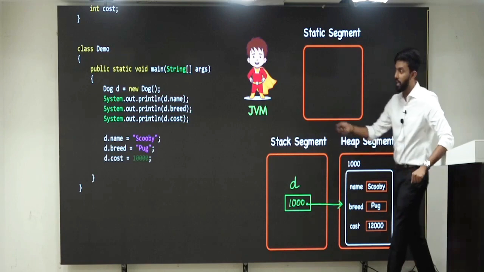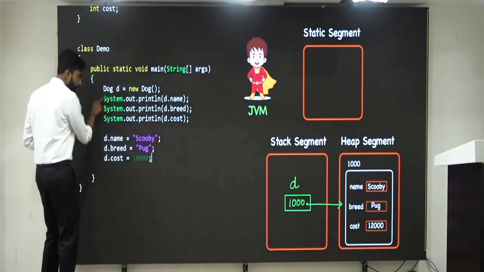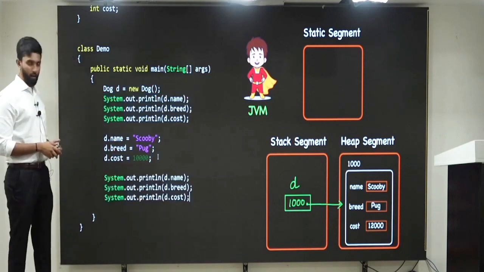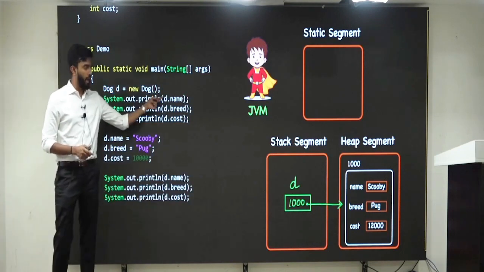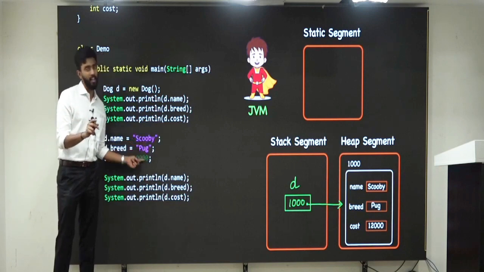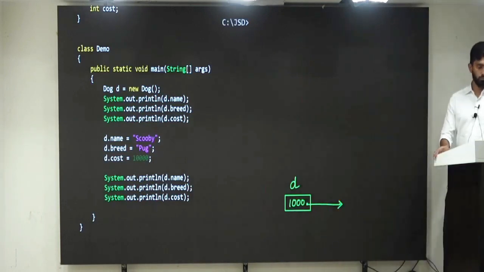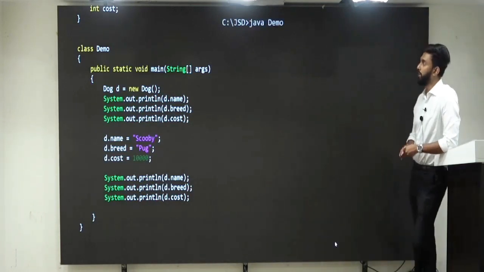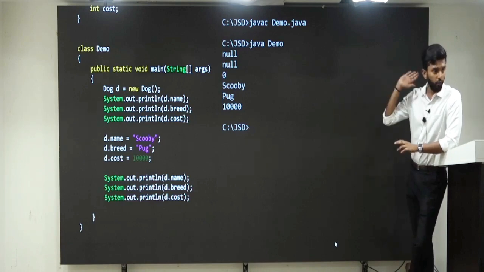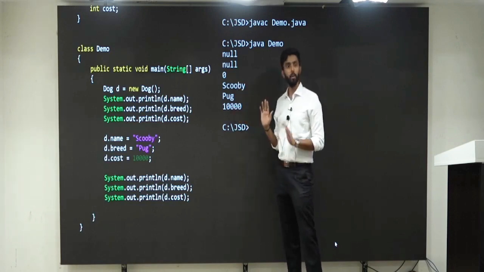Next what? I want to prove to you that really this change happened. For that, copy these three lines. After this, I will paste. Clear? First time, you should get null, null, zero. But next three times, you should not get null, null, zero. Scooby, pug, and 10,000. Correct? Watch it. If I compile it, no issues. If I execute it, null, null, zero. JVM gave default values. Then you gave your values. Scooby, pug, and 10,000. Did you understand?